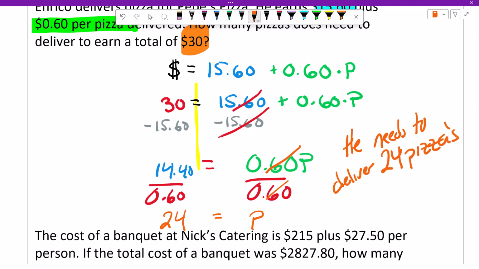I need to update these numbers to earn $30. Right? That's it. Now, I think a lot of you guys could have handled this question in grade 7, grade 8. Not like this, but just reasoning it out. You could have been like, well, if he gets 15.60 just for showing up, then you go 30 minus 15.60. Oh, he needs to earn $14.40. Come deliver pizzas, right? If you get paid 60 cents a pizza, then you survive.